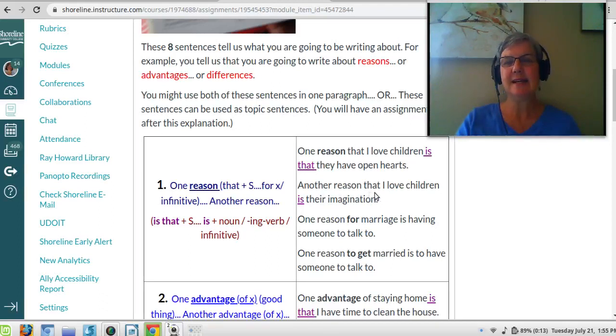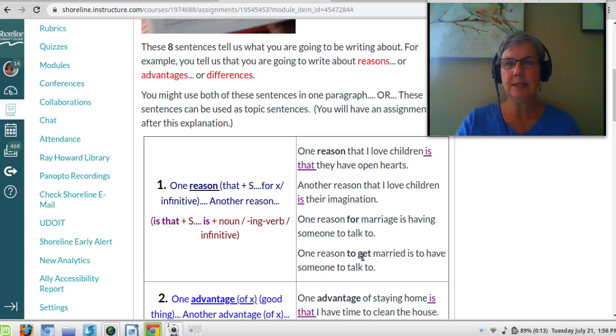Another reason that I love children is their imagination. If you just put is, you're going to have a noun or an ing verb. Is that plus a sentence, is plus a noun or ing verb. One reason for marriage is having someone to talk to. If I have a noun, I'm going to put for. One reason for marriage, one reason for the hot weather, one reason for school, one reason for divorce. So one reason for plus a noun, then after is, I put a gerund, an ing verb, actually.